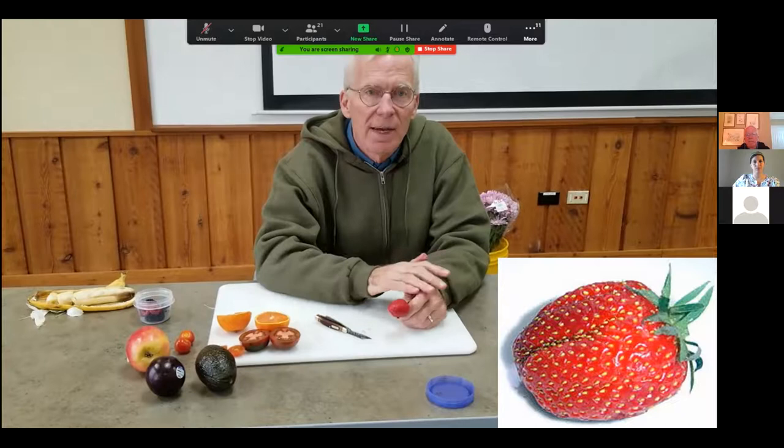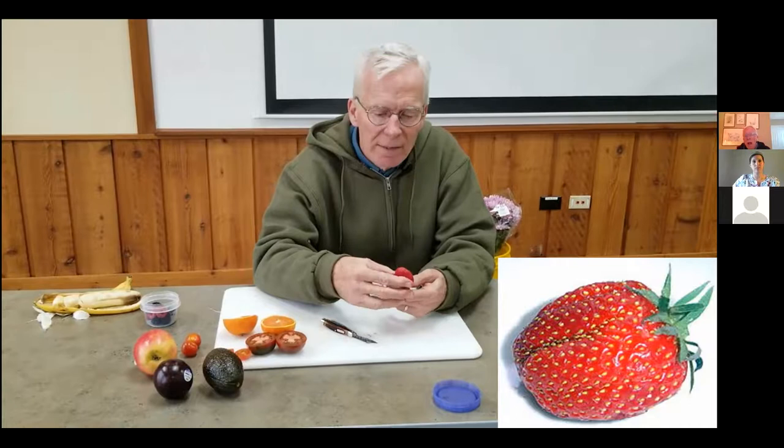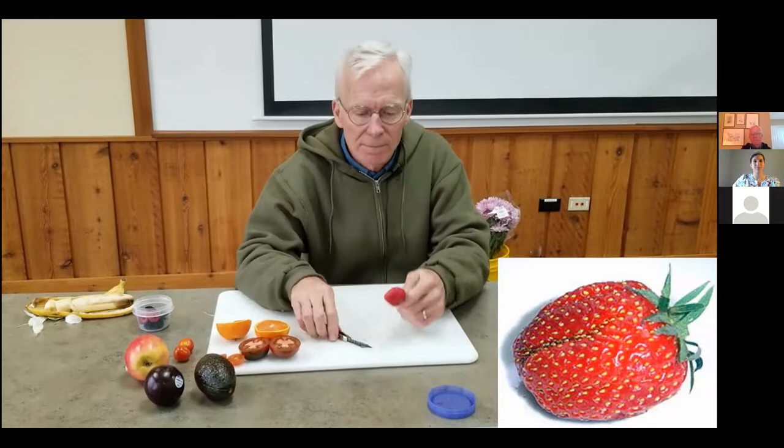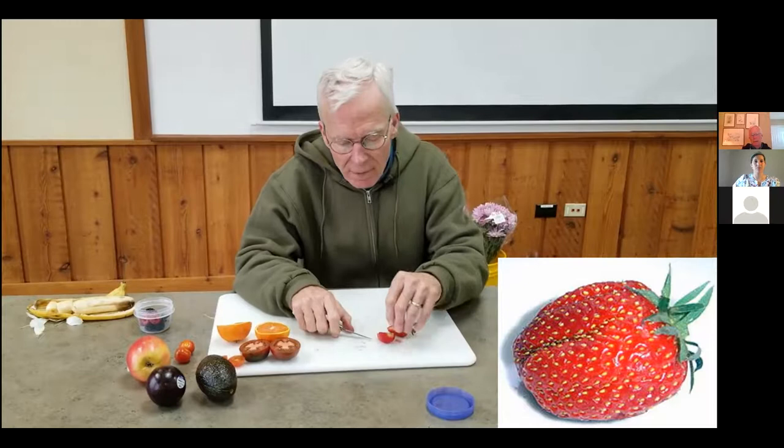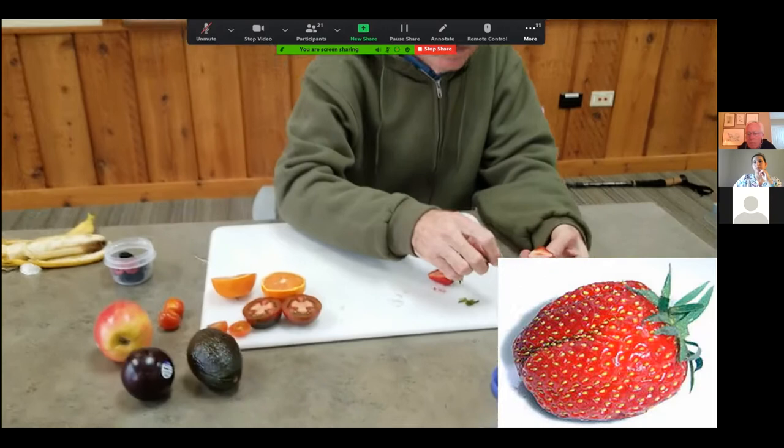So this is an aggregate. It's a single flower, many ovaries of a single flower. So it's an aggregate of achenes. It just happens to be really fleshy and sweet because the receptacle of the flower is what swelled up, and the little ovaries were all around the outside of that.